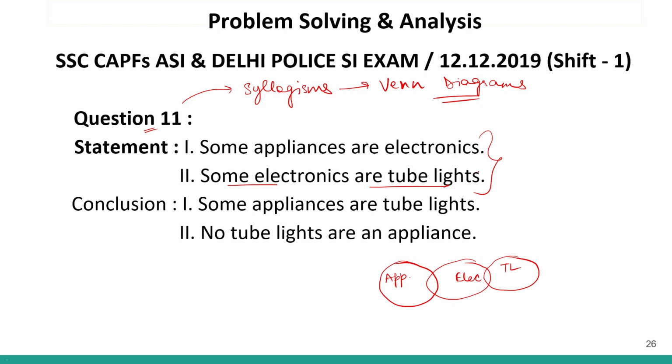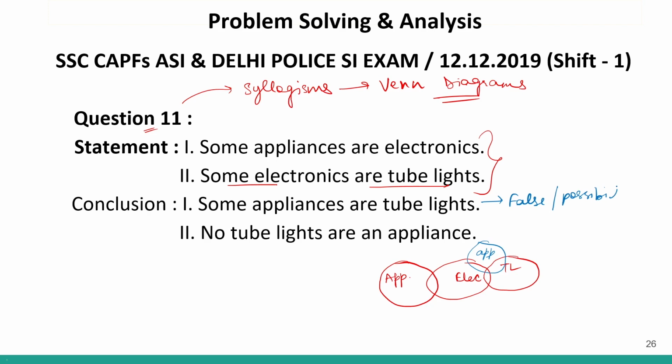Now, let us look at the conclusions. Some appliances are tube lights. So, appliances and tube lights. First of all, if we draw appliances like this, appliance was here. Some appliances are electronics, correct? Some electronics are tube lights. So, in this case, appliances could be tube lights. So, this is false, but at the same time, this is a possibility as well.